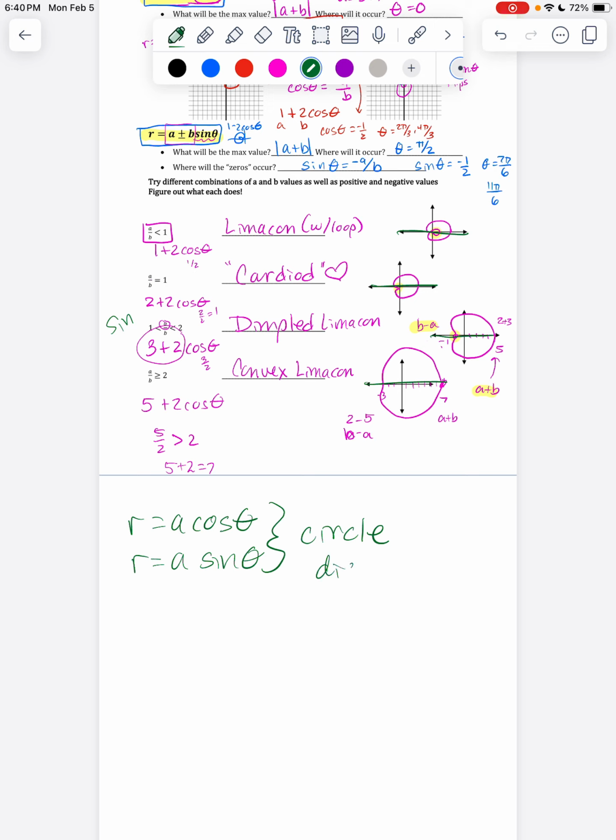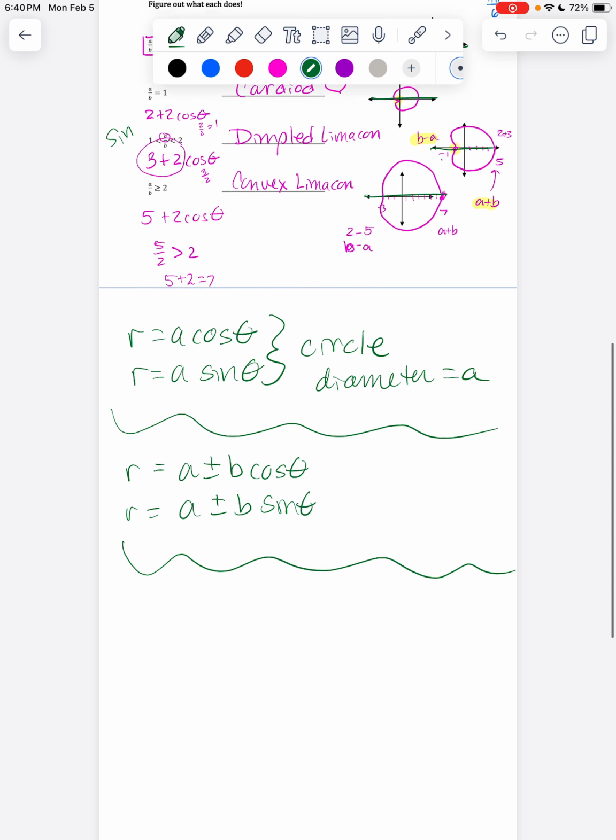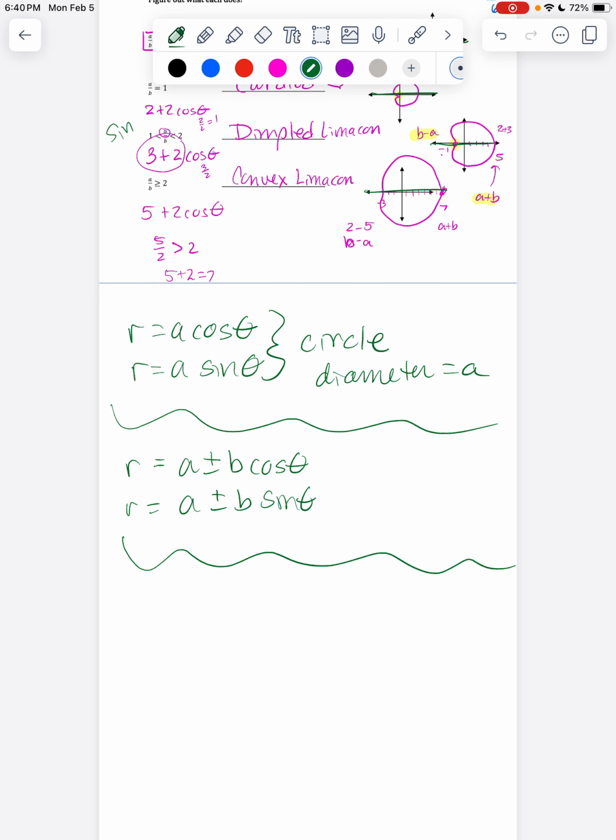I'm going to know that the diameter of my circle is going to be that A value. Great. Then what if I've got a number plus or minus something times the cosine, or a number plus or minus something times the sine? Well, it's still true that the cosine ones will be symmetric over x and the sine ones will be symmetric over y. But now when I'm thinking about my max values, I'm looking at my A plus B, and when I'm looking at my min values, I'm looking at subtracting those.